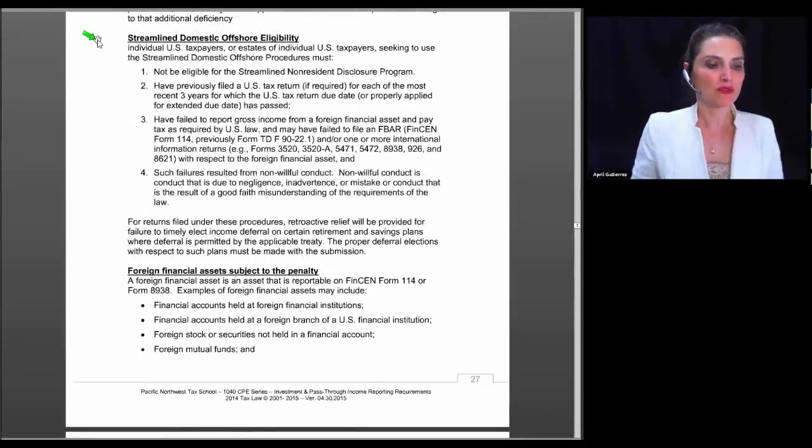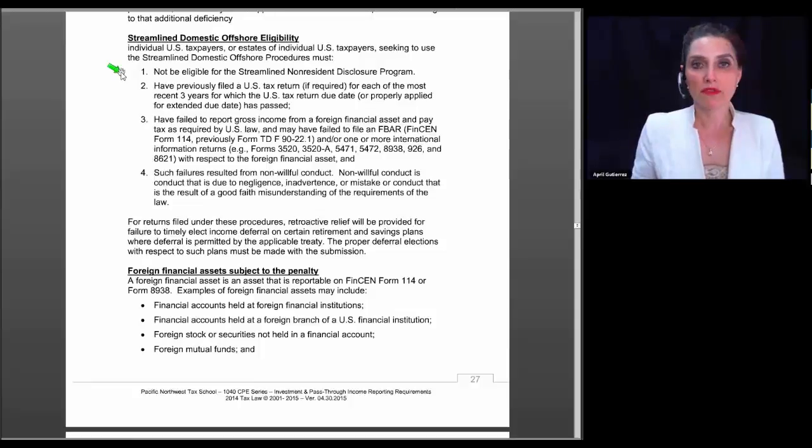Streamlined domestic offshore eligibility. Let's talk about that next. Individual U.S. taxpayers or estates of individual U.S. taxpayers who are seeking to use the streamlined domestic offshore procedures must meet these requirements. The streamlined non-resident disclosure program is a better deal. If you are residing outside of the United States, the non-resident disclosure program allows you to get off with a 0% penalty. You file all the paperwork and the penalty is 0%. But if you are a resident of the United States, the penalty will be 5% of your offshore holdings.